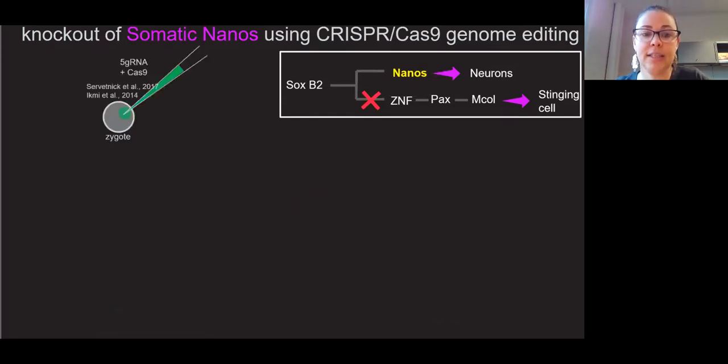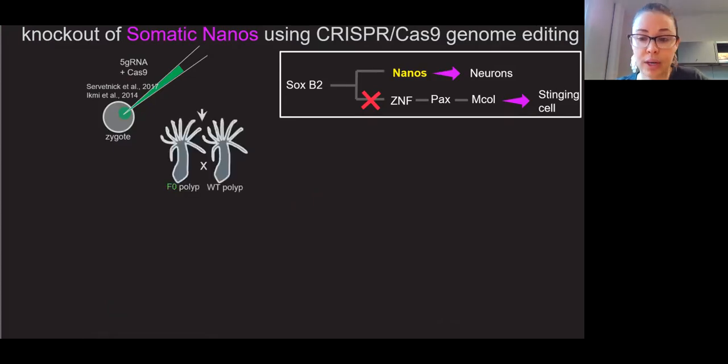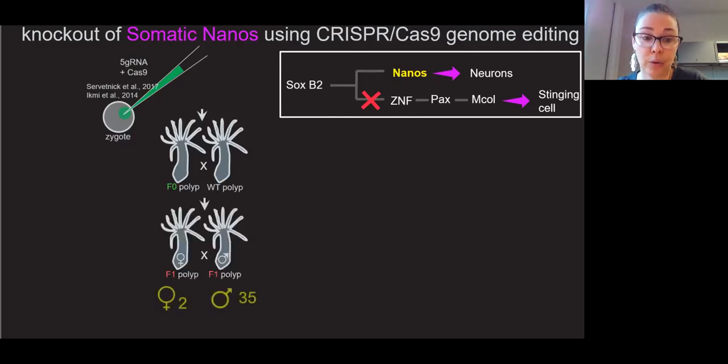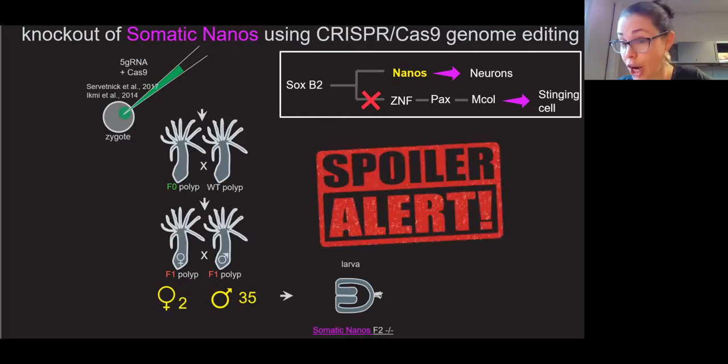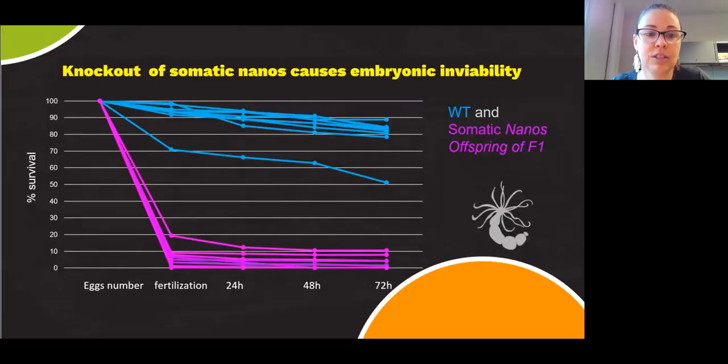We injected CRISPR-Cas9 and a guide RNA into the zygote. We grew the adults of these animals, and then we crossed them. And then we grew the F1 offspring, and we expected to do these experiments in the larvae. But spoiler alert, we could not do that because our animals die. Knockout of somatic nanos causes embryonic inviability.